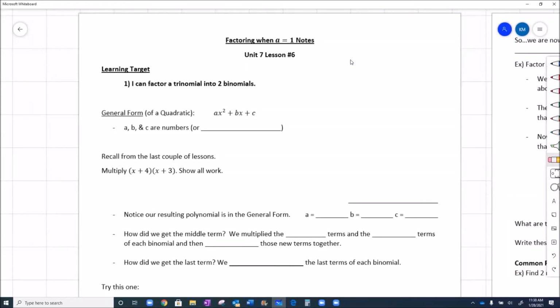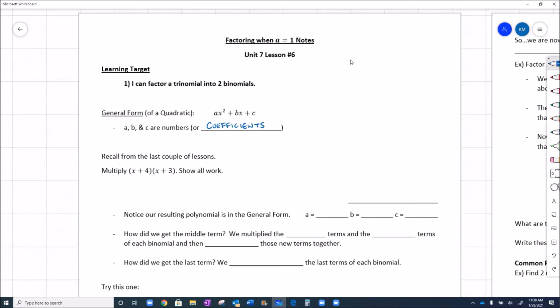Today we're looking at factoring when a equals 1 notes. At the end of this video, you should be able to factor a trinomial into two binomials. The general form of a quadratic, remember a quadratic is a polynomial with the highest exponent 2, is ax squared plus bx plus c. A, b, and c are numbers or coefficients.